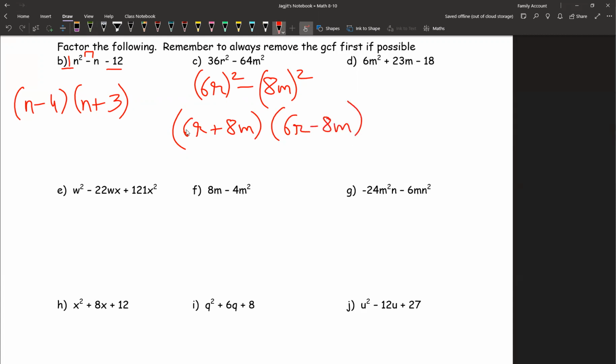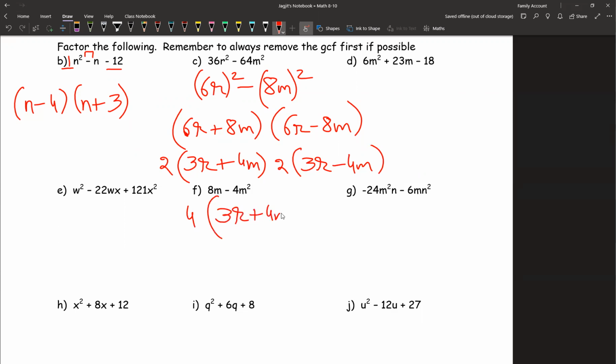At this point, I realize 6 and 8 also have 2 in common. So I can factor the 2 out of this, and I'll have 3r plus 4m. I can also factor the 2 out of the second one, which will leave me with 3r minus 4m. And 2 times 2 will become 4. So we have 4 times (3r plus 4m) times (3r minus 4m). There we go.